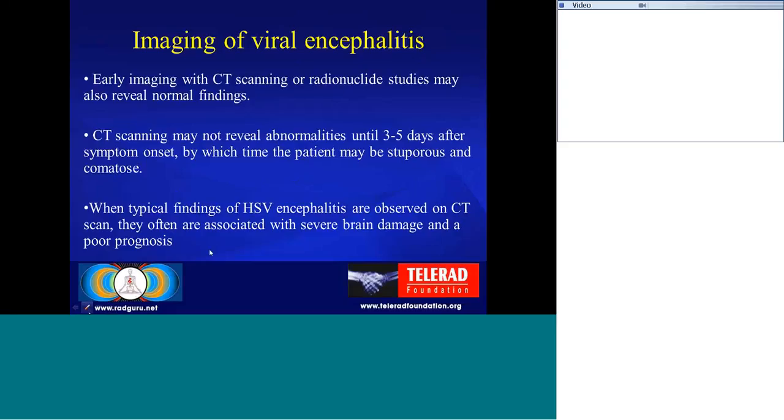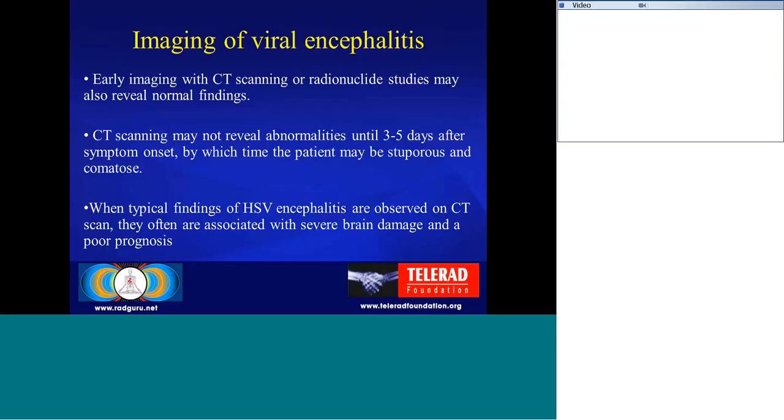So when typical findings of herpes simplex encephalitis are observed on CT scan, they are associated with severe brain damage and a poor prognosis. So early diagnosis of viral encephalitis by CT scan is not possible. Imaging is only helpful during the course of the illness and also in the follow-up course of the illness.